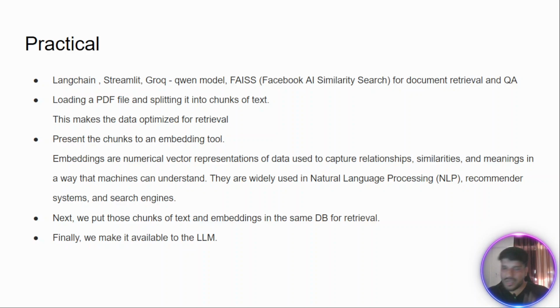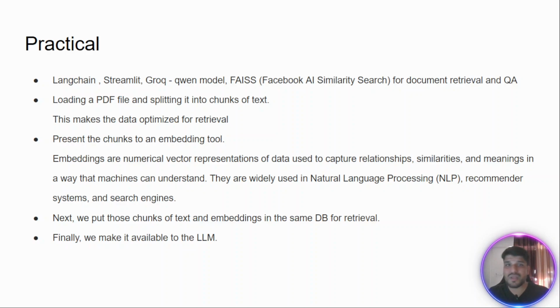Then what are the steps we are going to follow? We are going to load the PDF file, then divide it into chunks. And why are we dividing this into chunks? Because it helps with optimization and retrieval, and also we know that if you pass the whole data, maybe it will go out of the context window. So that's why we are dividing into chunks. Next, we present the chunks to the embedding model so that these chunks get converted into embeddings.